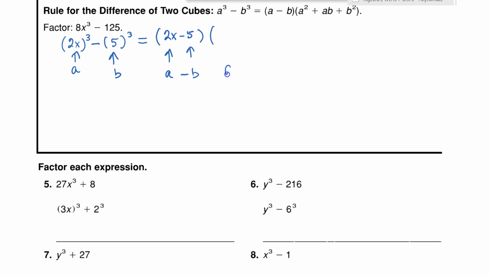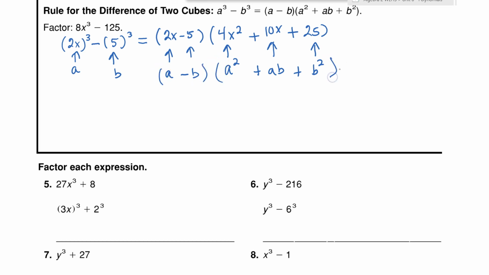And then we have a squared. So in this case, it's going to be 4x squared plus, and then we have ab, so it's 2x times 5, which gives us 10x plus remember that it will be b squared. So b squared, in this case, it's 5, so it's going to be 25. So that's how you factor a difference of two cubes. We followed the formula. A minus b times a squared plus ab plus b squared.